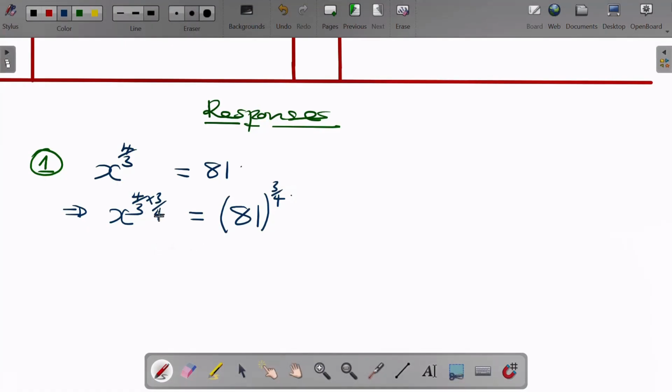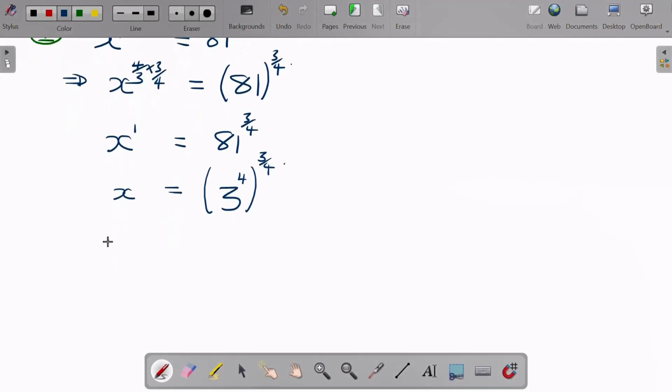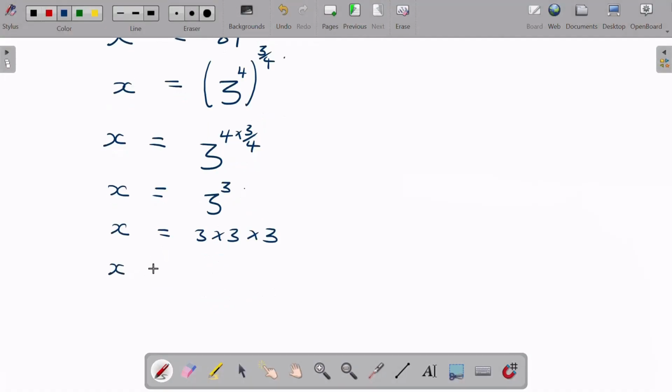So we see that in here the powers will cancel and we shall have x raised to power 1, which is equal to 81 power 3 out of 4. So we are going to simplify this, which is on the right hand side. So we have x being equal to 81, the same as having 3 raised to power 4, but we have another power which is 3 out of 4. If we follow the rules of indices, this is the same as having x equaling 3 raised to power 4 multiplied by 3 divided by 4. This is the same as having 3 raised to power 3, which is equal to 3 multiplied by 3 multiplied by 3, implying that our x equals 27. So this is the answer for number 1.